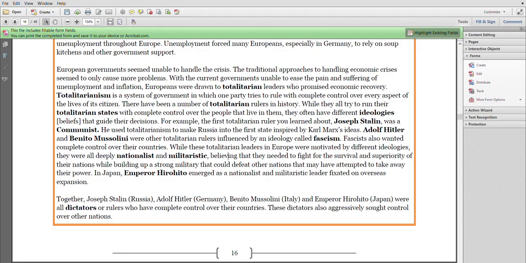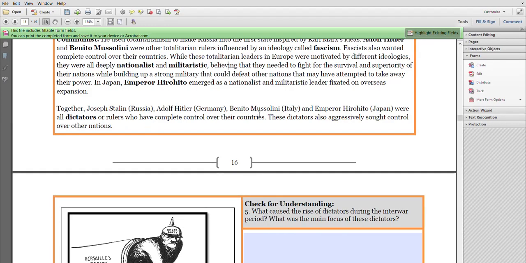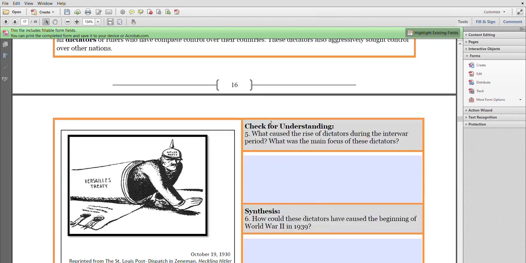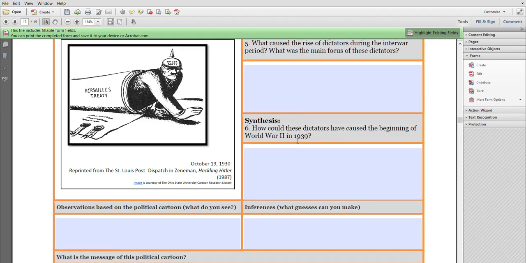In Japan, Emperor Hirohito emerged as a nationalist and militaristic leader fixated on overseas expansion. Together, Joseph Stalin, Adolf Hitler, Benito Mussolini, and Emperor Hirohito were all dictators or rulers who had complete control over their countries. These dictators also aggressively sought control over other nations. Here you see an image of the Versailles Treaty. Okay. Check for understanding. What caused the rise of dictators during the interwar period? What was the main focus of these dictators? Synthesis. How could these dictators have caused the beginning of World War II in 1939?